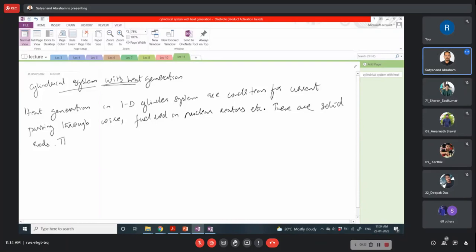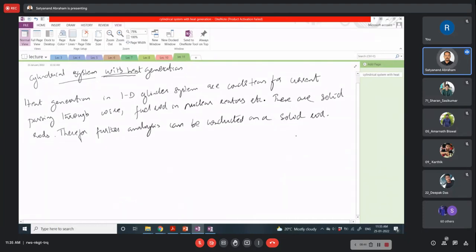Therefore, further analysis can be conducted on a solid rod. Obviously, we can also give boundary conditions like inner convective and outer convective with heat generation. That you can do, but the algebra is a bit involved. Only the boundary conditions will be different. But for a more practical situation, what we have is the solid cylinder, so that's why we are going for further analysis of the solid cylinder.